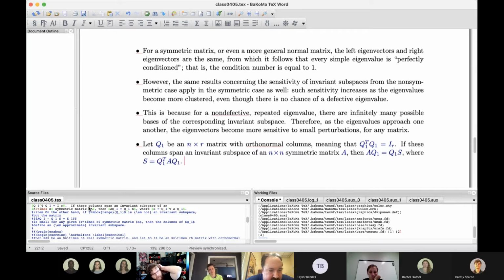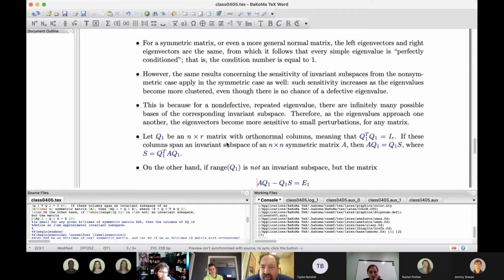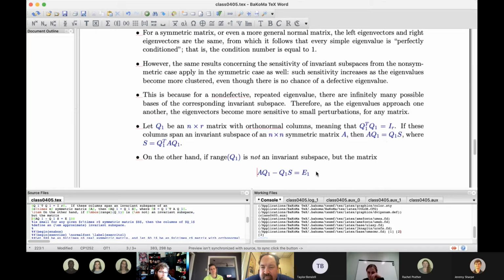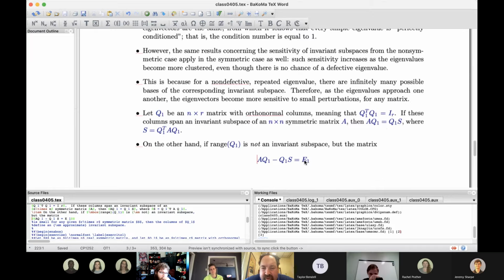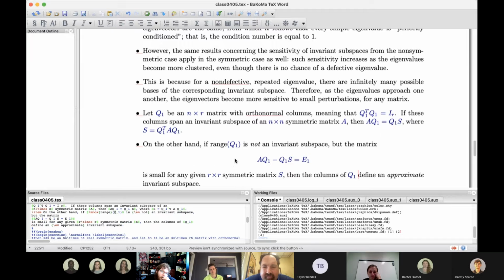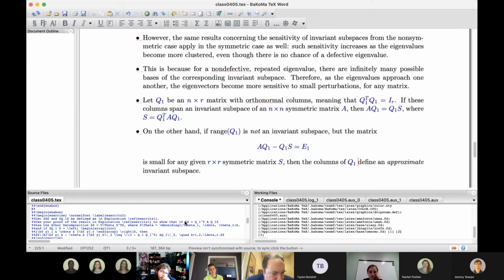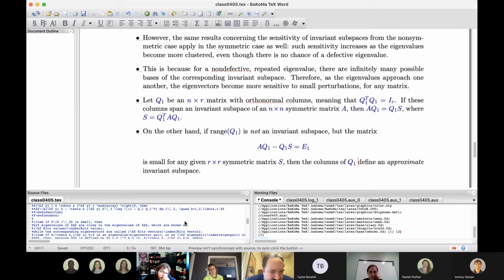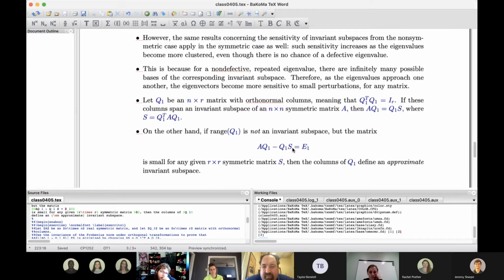Now, what if Q1 does not form an invariant subspace? So we do not have a relationship like this. We have something left over. We can think of this E1 as some kind of error. It can be shown, and I won't get into all the details here, that Q1 is an approximate invariant subspace, and basically the magnitude of the norm of E1 gives an indication of the error in this approximation.